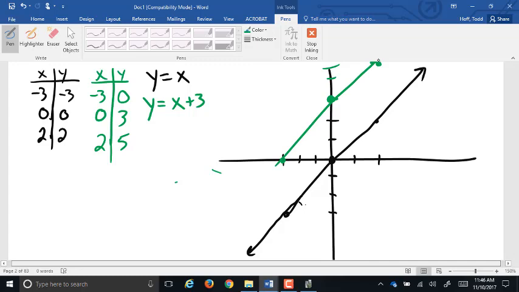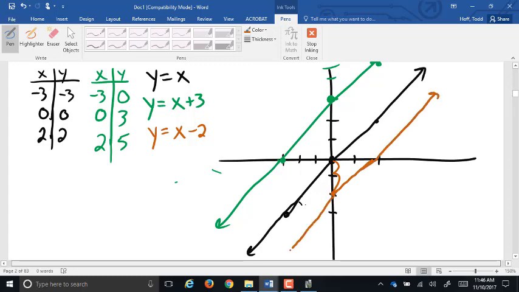It's parallel to the original line. How has it changed? It's moved up how far? 3 spots. Perfect. Based on that, what do you think y equals x minus 2 is going to look like? It's going to move down 2 spots and be parallel yet. Let's double check it, see if that works.